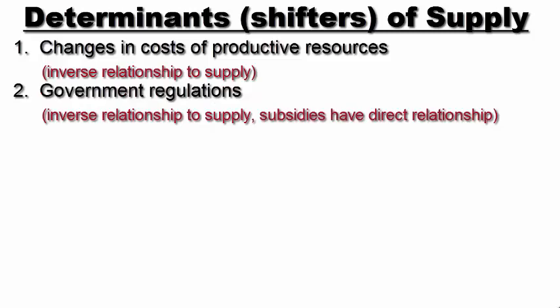Number 2, government regulations. In the earlier example in the peanut market, we demonstrated how the government could increase supply by providing new technology to the market. That is an example of a government subsidy. The government was paying for producers to have the ability to produce peanuts for less. Subsidies have a direct relationship with supply. Regulations and taxes, however, have an indirect relationship.